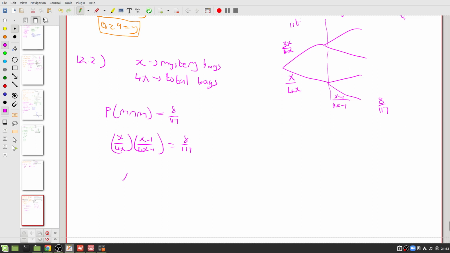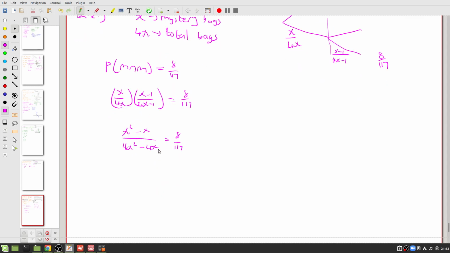So x times x is x squared. X times negative 1 is negative x. Bottom, 4x times 4x is 16x squared. 4x times negative 1 is negative 4x. Equals 8 over 117. And I'm just going to cross multiply.